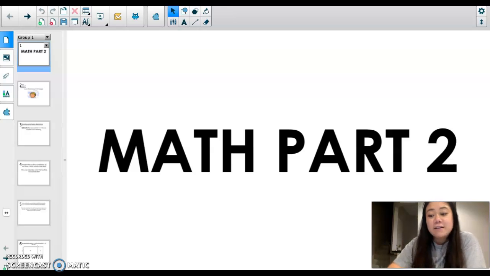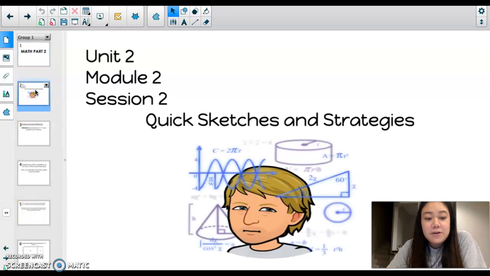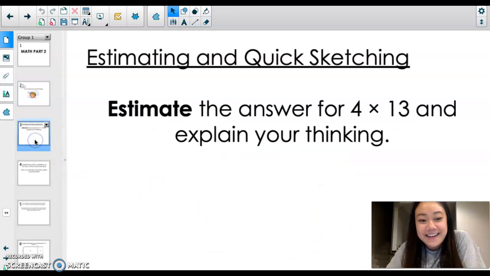All right, let's continue with this. So we are on our second part of math today, and we are going to work on quick sketches and strategies. Again, this is Mr. Cretin here. So really quick, estimating and quick sketching.